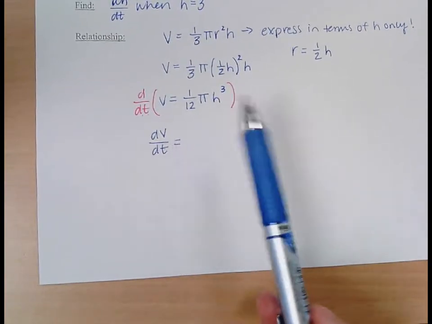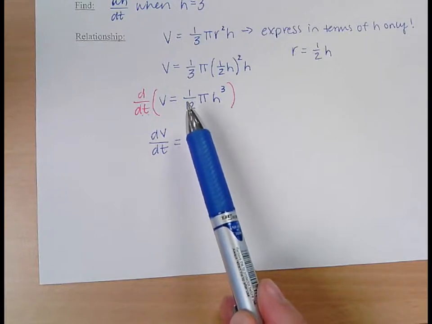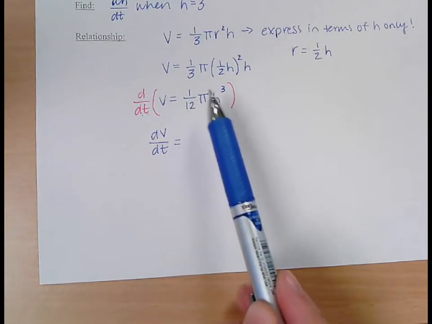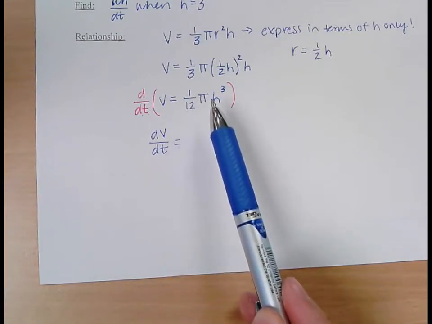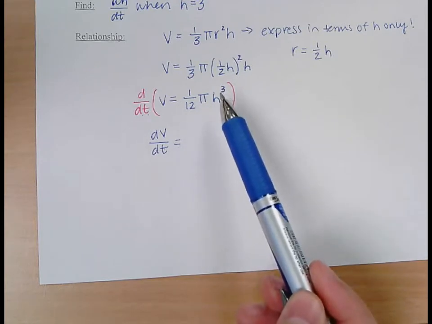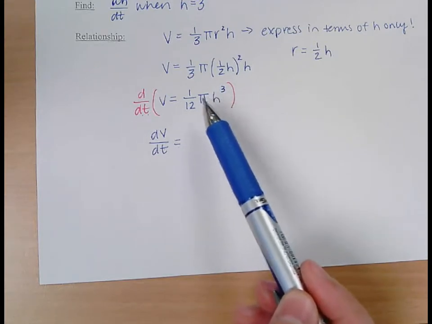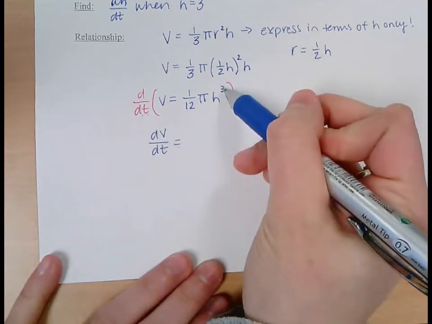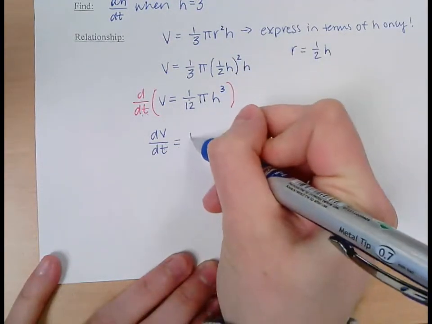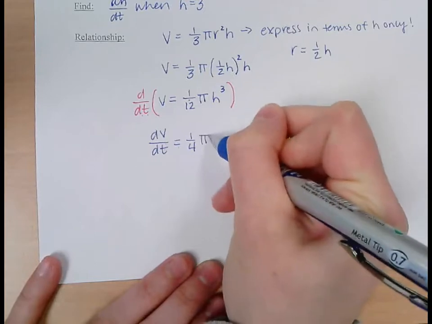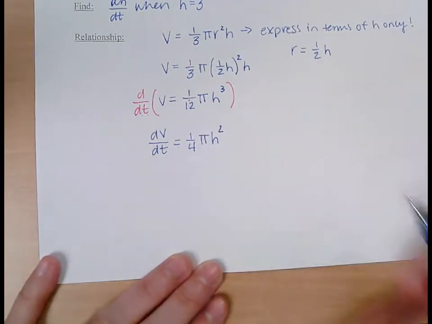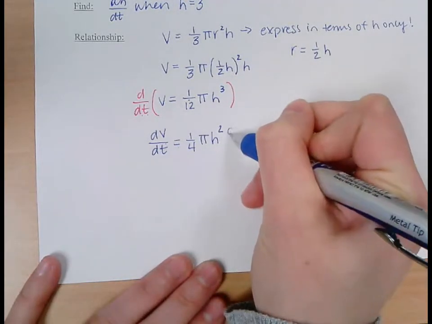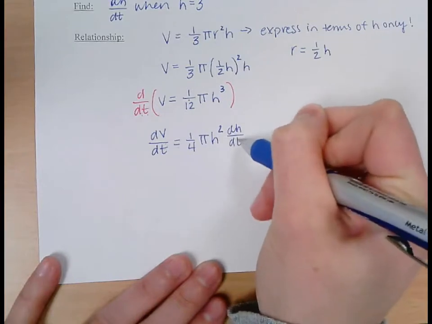Okay. And then over here, the derivative of 1/12 pi h cubed. So I'm really just taking the derivative of h cubed. The 1/12 pi is the coefficient. So I multiply the 3 by 1/12, that's 1/4. Keep the pi, and then it's h squared. But then I have to multiply by dh/dt.